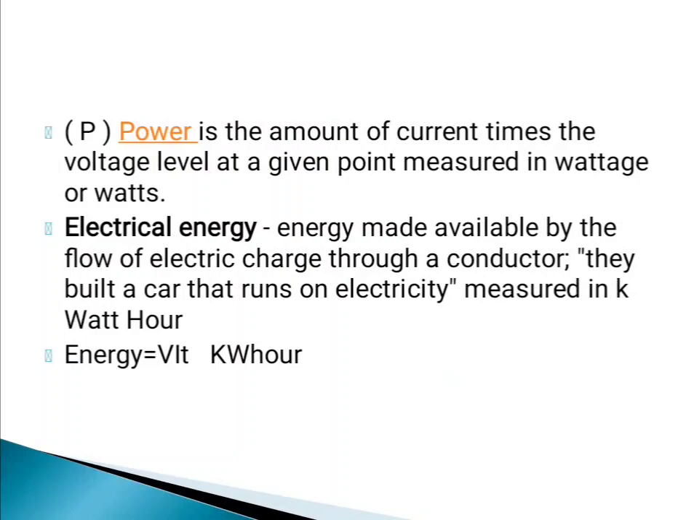Now let us discuss what is power. The power P is the amount of current times the voltage level at a given point which is measured. So power is defined as the rate at which work is done. Its unit is watt. So P is equal to EI.